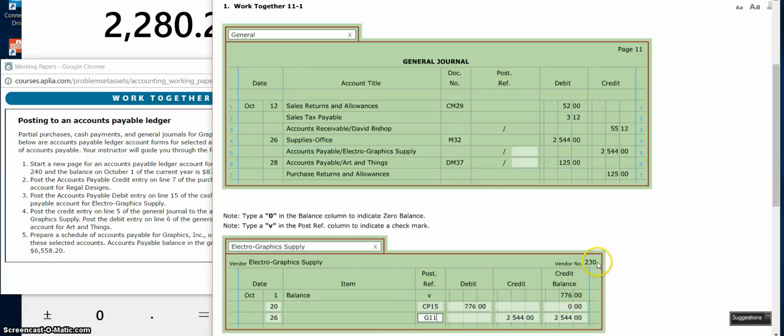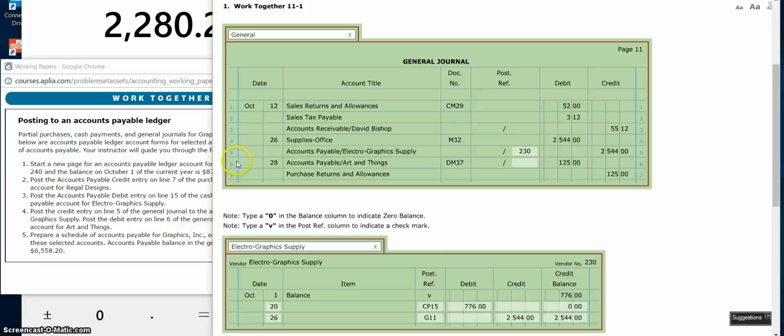And we posted it to account number 230. So we're going to put 230 back up here to show we posted it. Remember, we always put that in there for 2 reasons. 1, to let us know that we have got this one completed, and 2, if there seems to be a mistake, we know which account we posted it to.